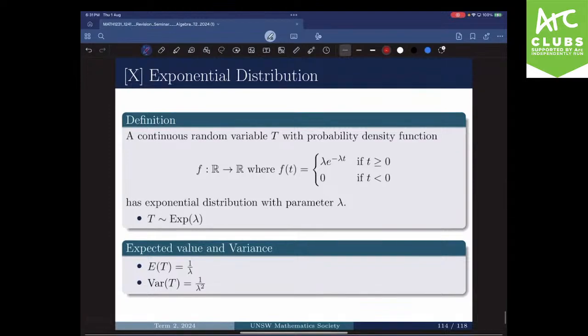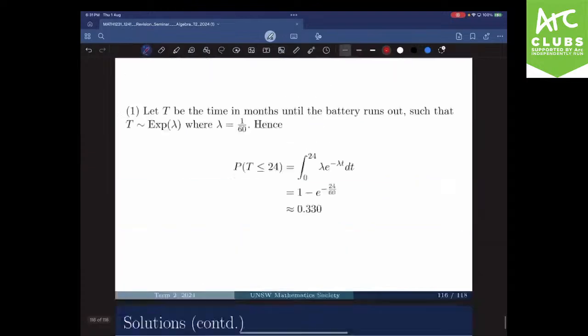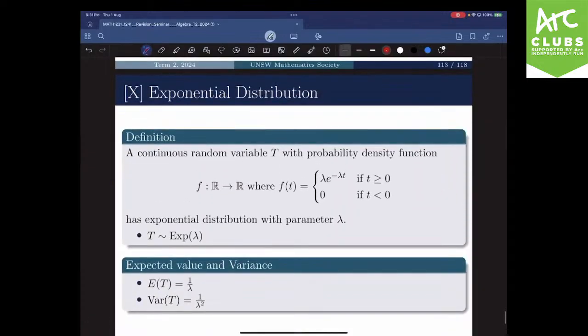Okay, I think this is the last section here. The exponential distribution: a continuous random variable t with probability density function f from reals to reals, f(t) equals lambda e to the negative lambda t. Essentially, it's just another distribution that you need to know, same as what we learned before. The exponential distribution has an expected value of 1 over lambda and a variance of 1 over lambda squared.